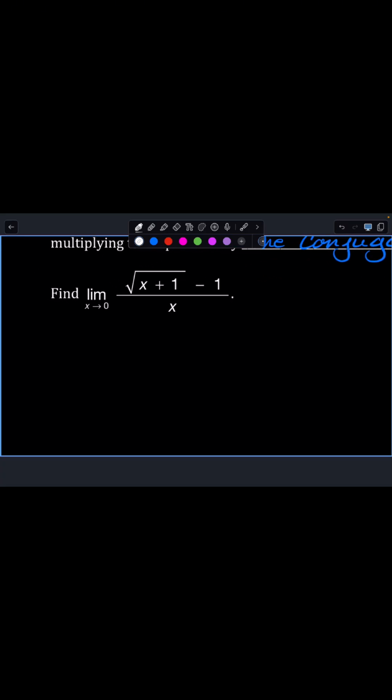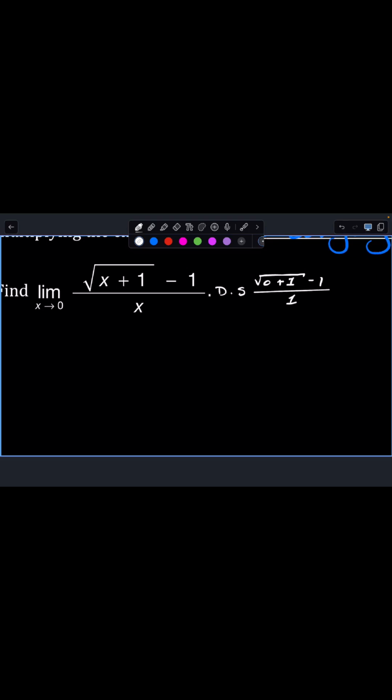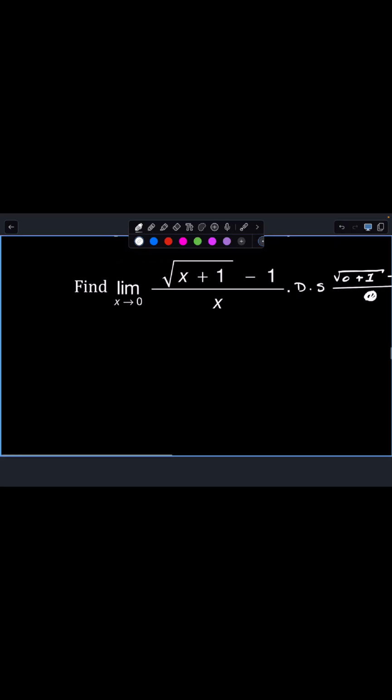So look here. If I were to go into direct substitution for a second, I would get the square root of 0 plus 1, minus 1, divided by 0. The limit is approaching 0. So we get 0 over 0. So it's indeterminate, correct? Okay. So now we're going to take this limit as x approaches 0 of the square root of x plus 1 minus 1 over x.